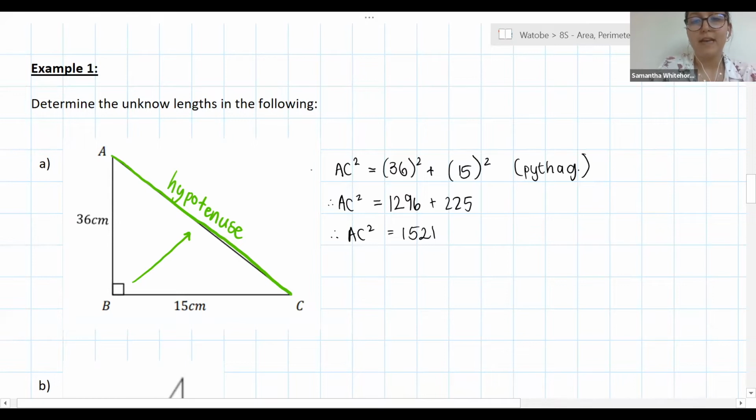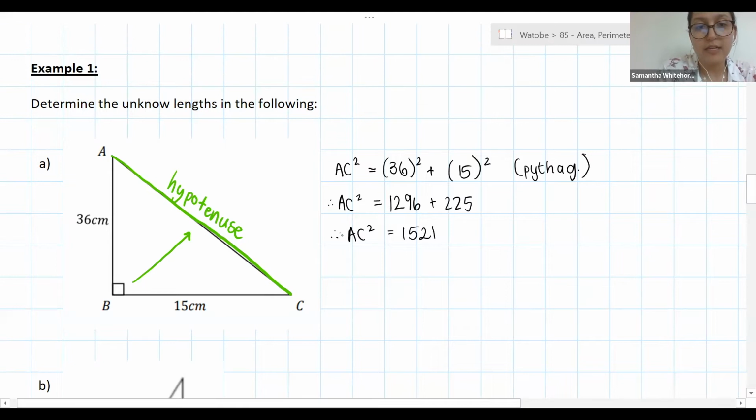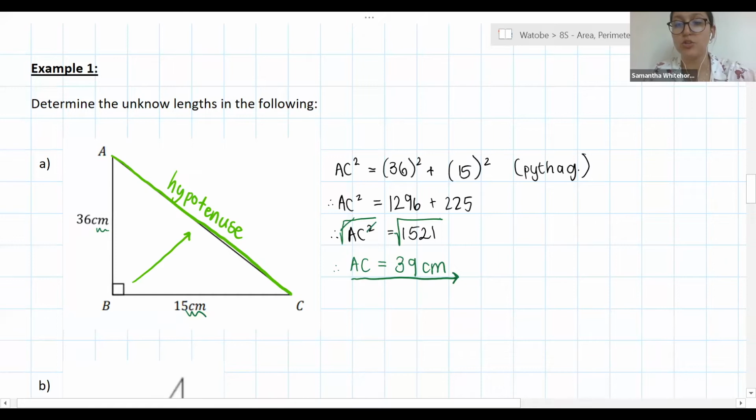1,521. Now, I want AC. I don't want AC squared. So I need to square root both sides in order to get AC alone. And when I go and square root 1,521, as some of you have already said on the chat, we get a length of AC is equal to 39. Now, AC is a length. I have told you that these lengths are in centimeters, so you need to have centimeters with your answer. You can lose marks if you don't put the units there. So your answer should be 39 centimeters.